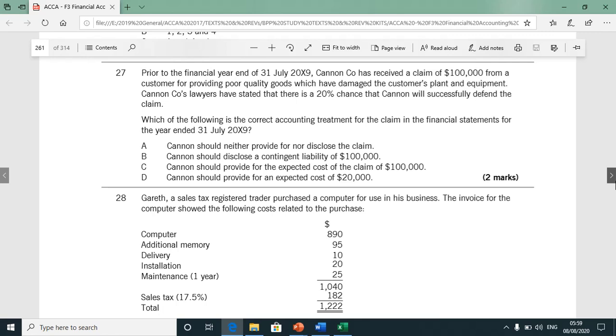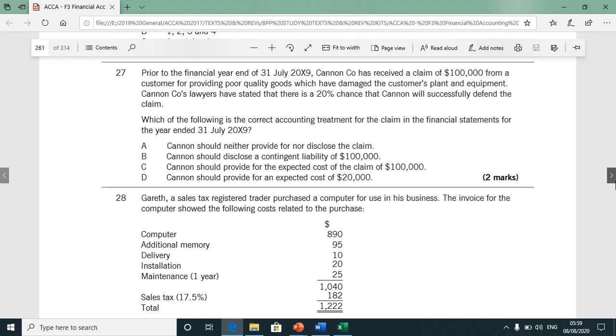So we go for the option that, of course, will be prudent. A says Canon should neither provide for nor disclose. I think this is material. I think that would not be correct. That would result in overstated profits.